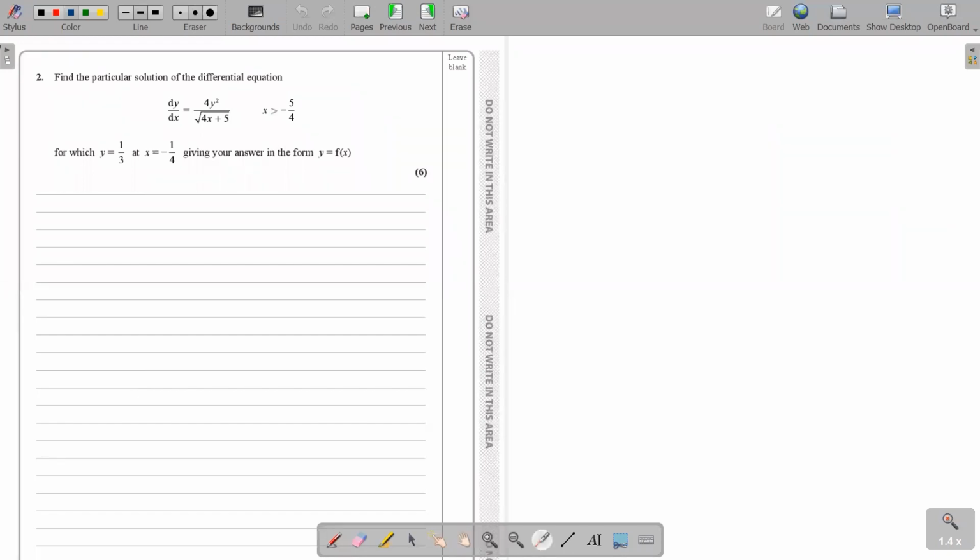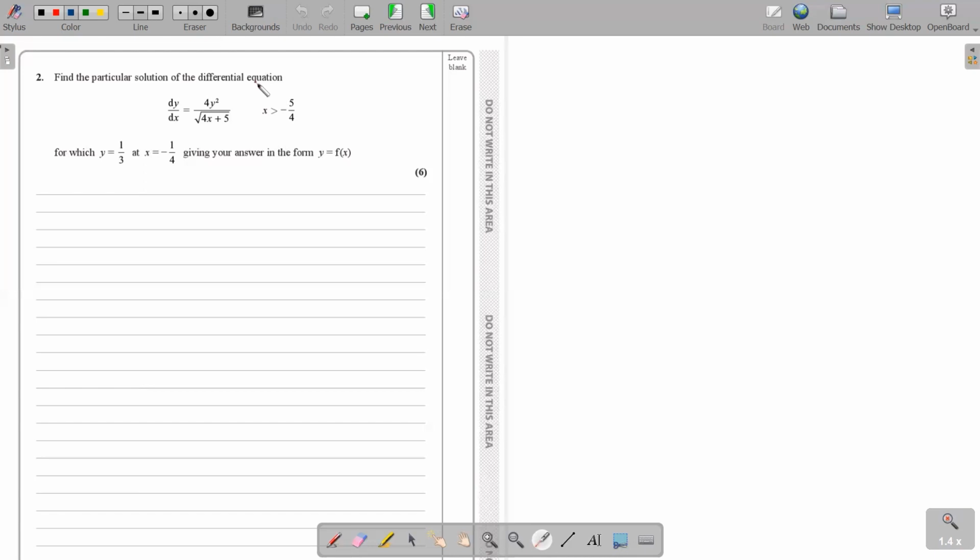Okay, moving on to question number 2. Find the particular solution of the differential equation dy by dx equals 4y square over root 4x plus 5, and they have told you x is greater than -5/4. Okay, so they have said for which y equals 1/3, x equals -1/4, giving your answer in the form y equals f(x). What do you mean by solving the differential equation? Solving a differential equation means you convert the dy by dx equation back into the original y equation.